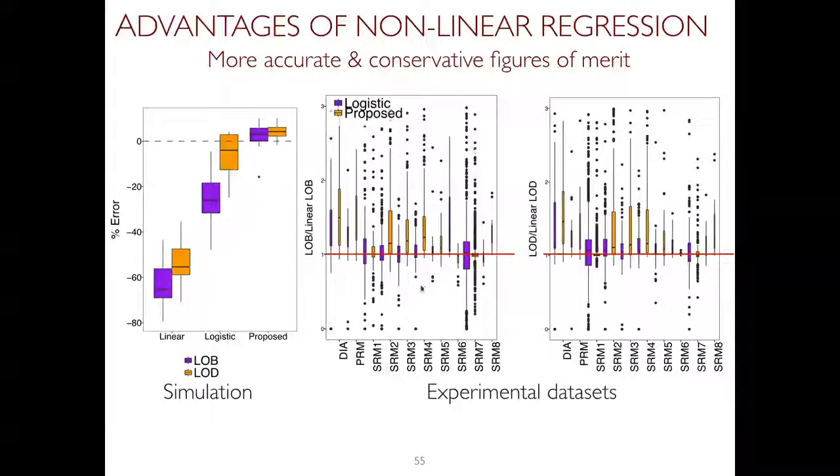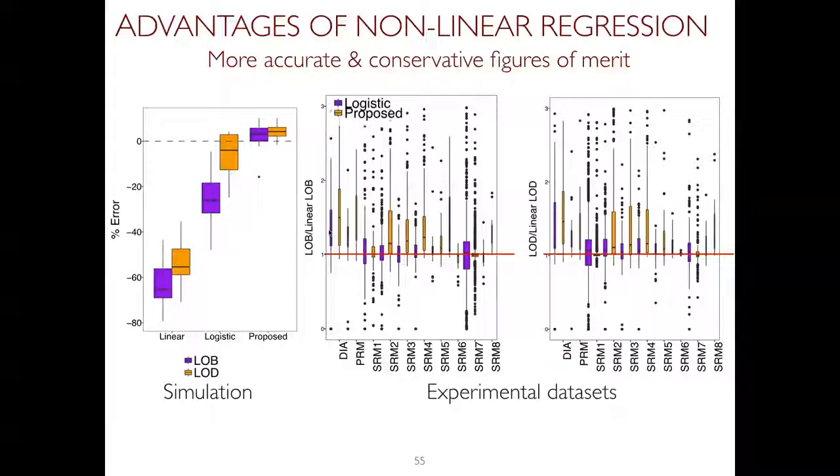And this is a whole collection of real-life calibration experiments. We have DIA, PRM, and a whole bunch of SRM experiments. And we don't know the truth, but we compare our values to the values from the linear curve, and in the majority of cases, our values are more conservative. So we think it's something that we need to make sure that we pay attention to.